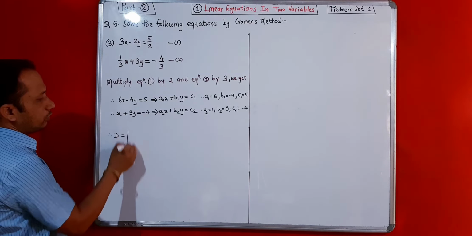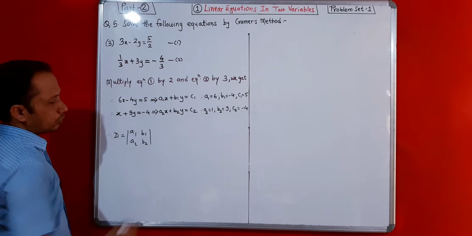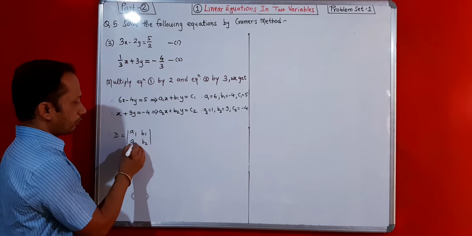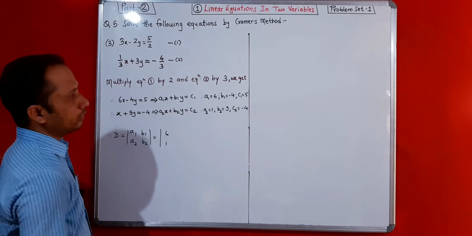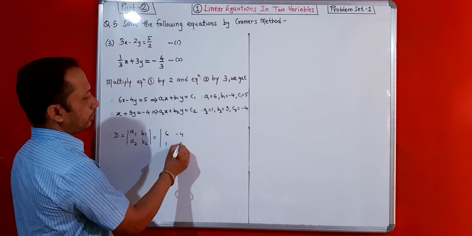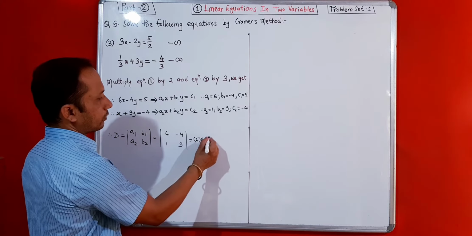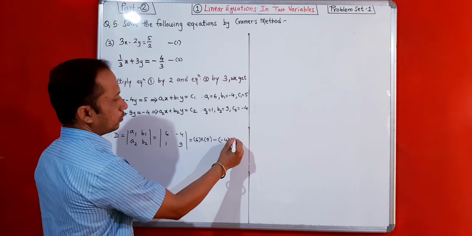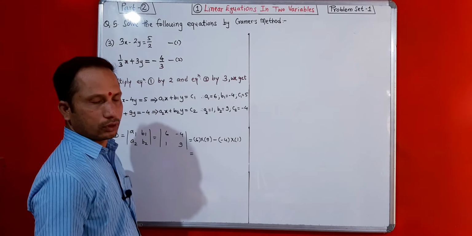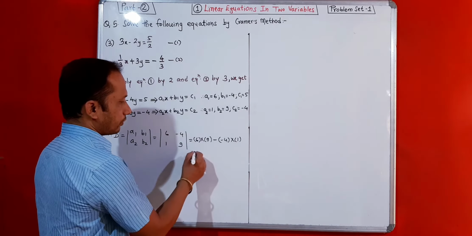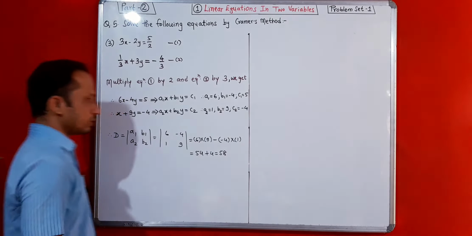Therefore D is equal to, you know that, the determinant of a1 a2 b1 b2. Okay, so now put the values. What is a1? 6 and 1, and minus 4 and 9. So this is 6 into 9 and minus 4 into 1. So this will be 54: 9 fives are 45, 9 sixes are 54, and this will be plus 4, so this will be 58. So this is first.